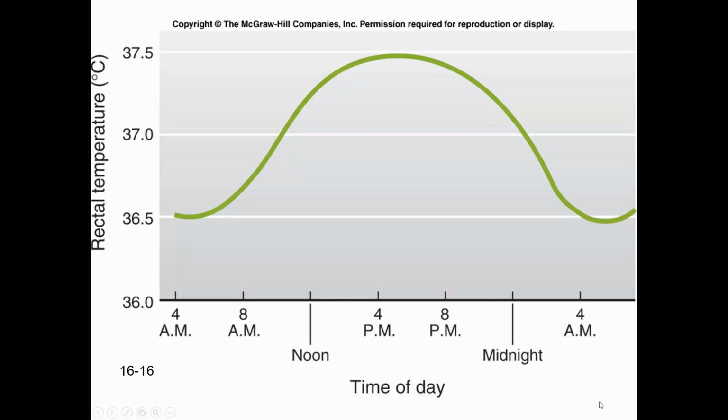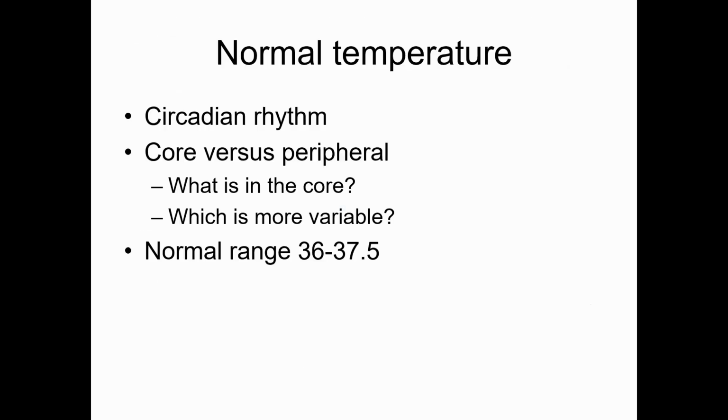Now, this graph shows you our x-axis is time of day, and the y-axis is your core temperature, which we typically measure by rectal temperature. And you see there is a circadian rhythm of temperature. Temperature is very low about 4 o'clock in the morning, and highest about 4 o'clock in the afternoon. So there's a rhythm in temperature.